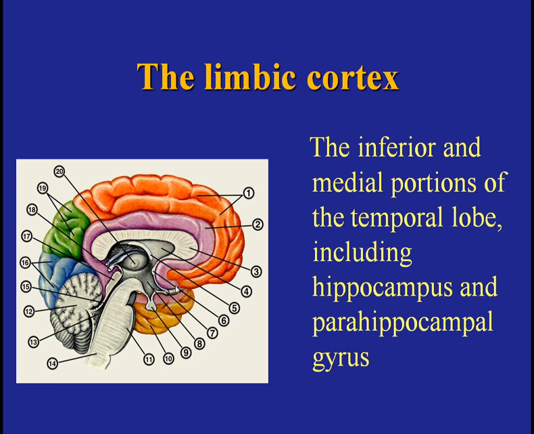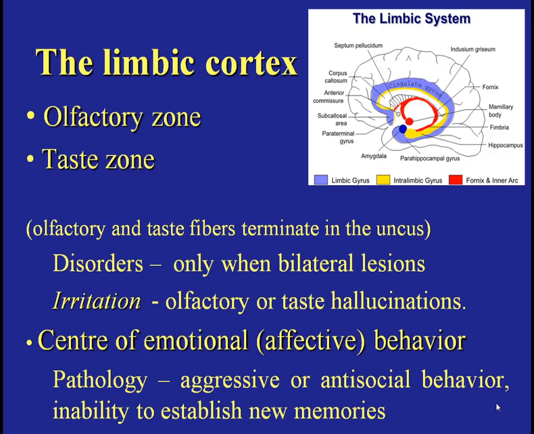On the medial surface, the inner surface of the brain, we can have the limbic cortex, the inferior and middle portions of the temporal lobe, including the hippocampus and parahippocampal gyrus. What are the functions of this limbic system?